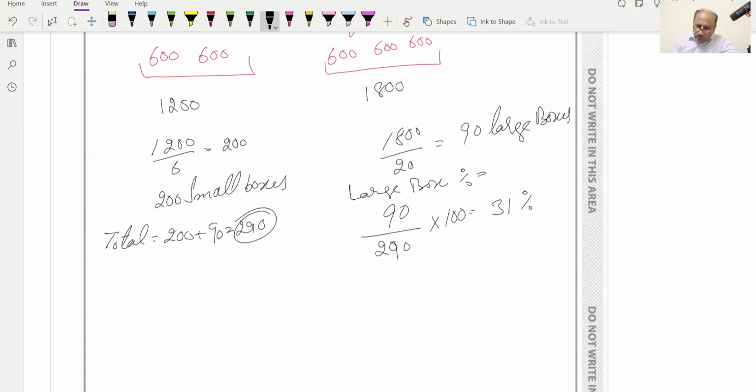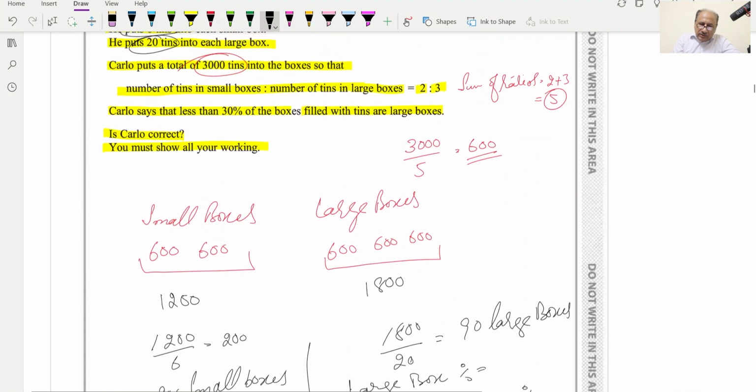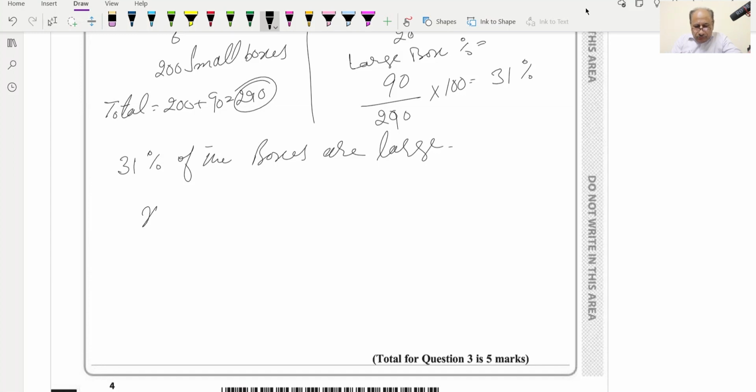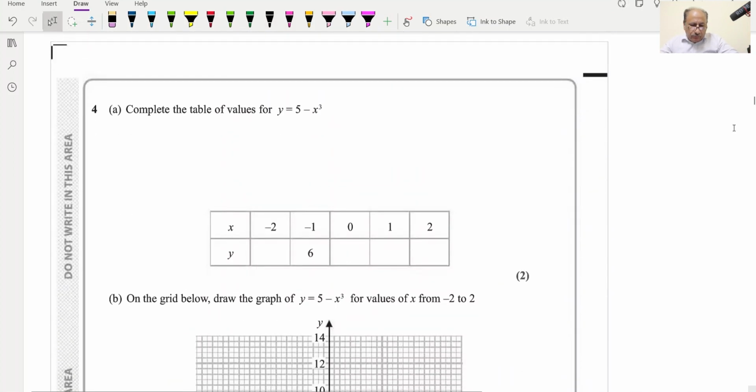Percentage will be equal to this one, so we can write here: 31% of the boxes are large. So hence, Carlo is saying 30%, so 30% is incorrect, therefore Carlo is incorrect. So this is done. Now we can move to the next question.